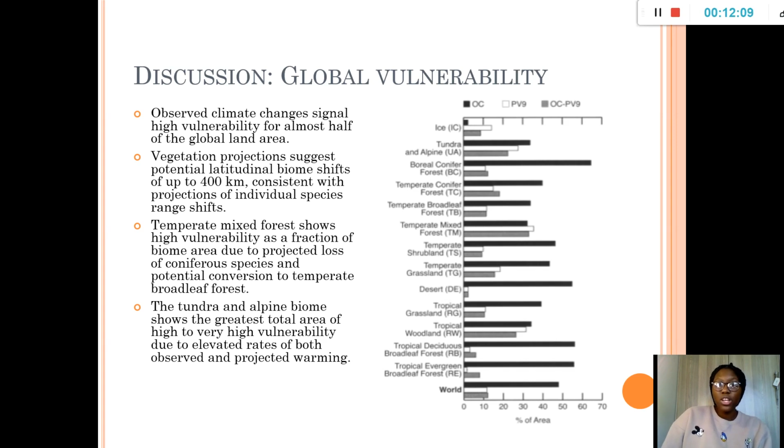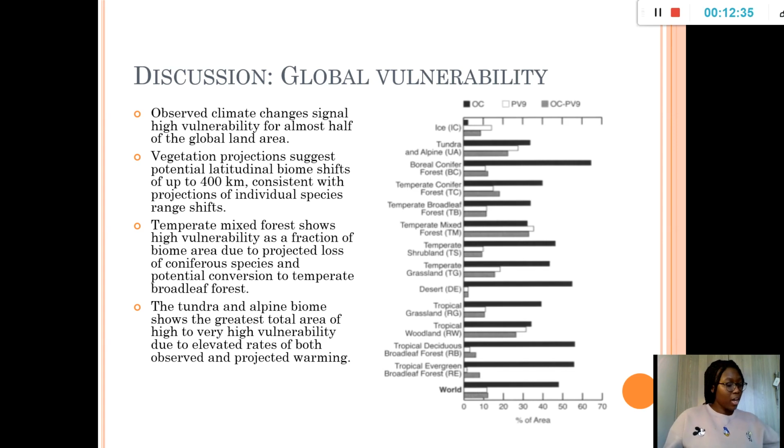Temperate mixed forest shows high vulnerability as a fraction of biome area due to projected loss of coniferous species and potential conversion to temperate broadleaf forest. The tundra and alpine biome shows the greatest total area of high to very high vulnerability due to elevated rates of both observed and projected warming.